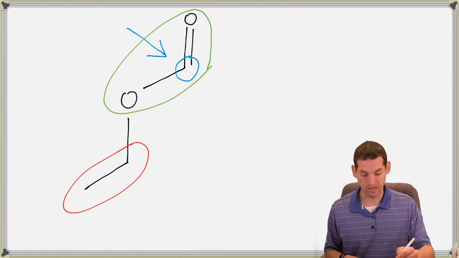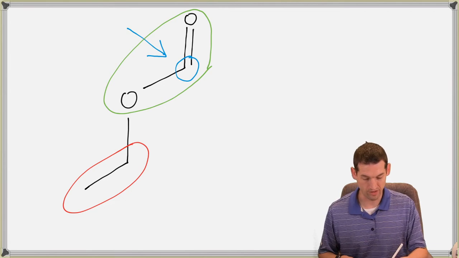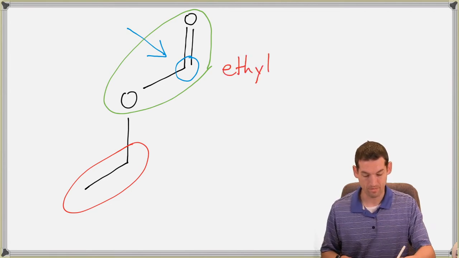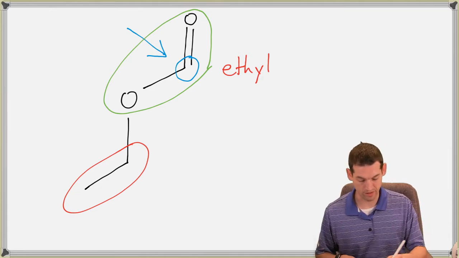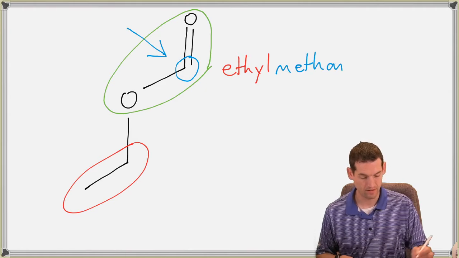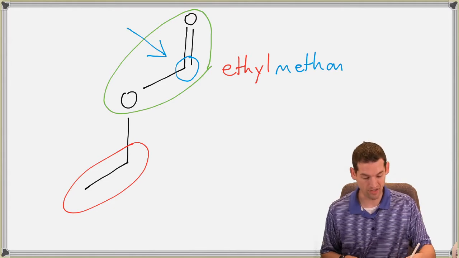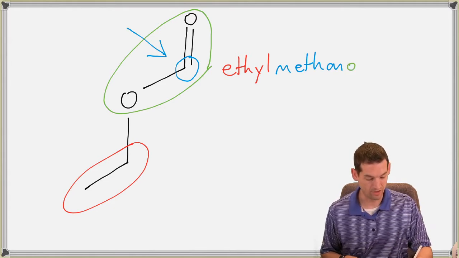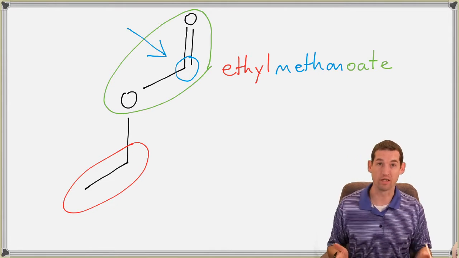So if we were to name this, we would start with our branch. It's an ethyl. Our parent molecule is a methan, and it would have been methanoic acid, but now because it's an ester, it's going to end in oate. So ethyl methanoate for this one.